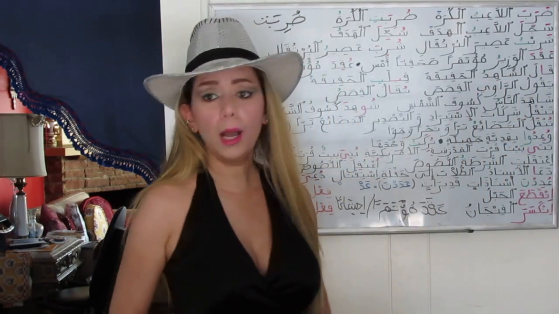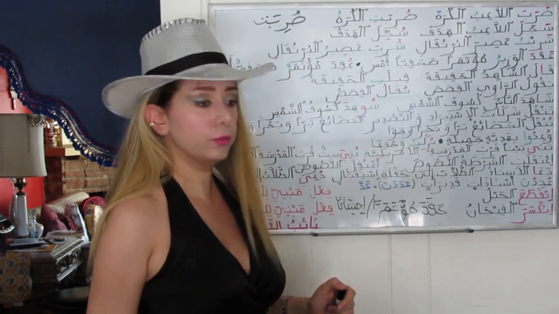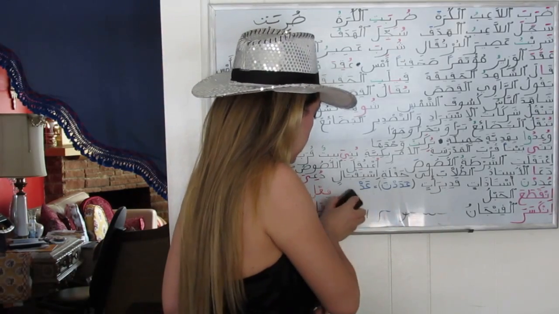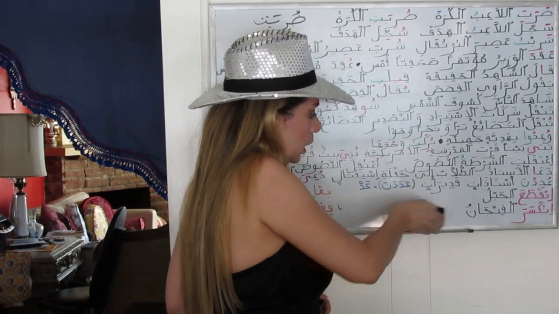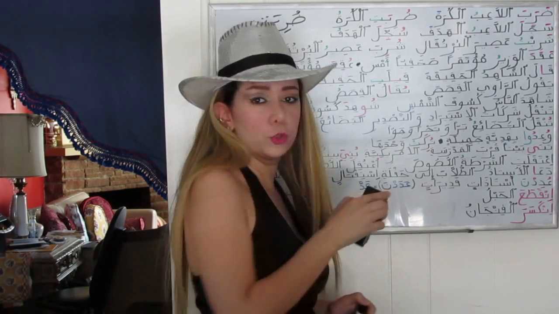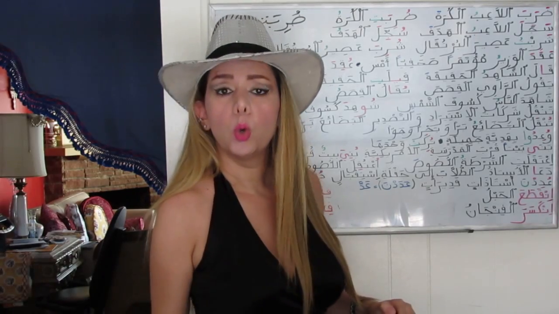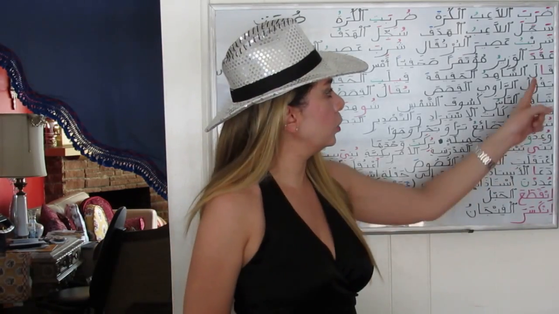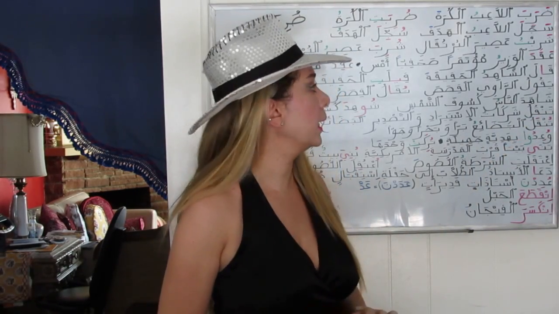Alright? Here, قال الشاهد الحقيقة. Here we have a hollow verb. قال, to say. Hollow verb, الفعل الأجوف, the one with the weak radical in the middle. Alright? So قال الشاهد الحقيقة. The witness said the truth.